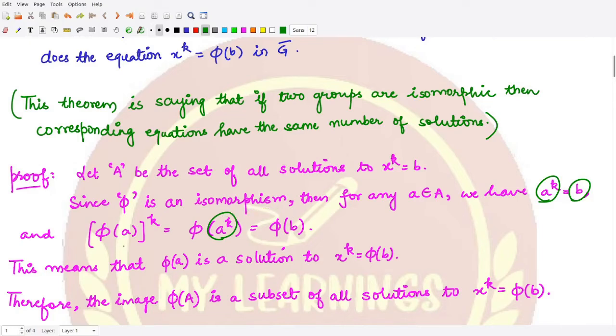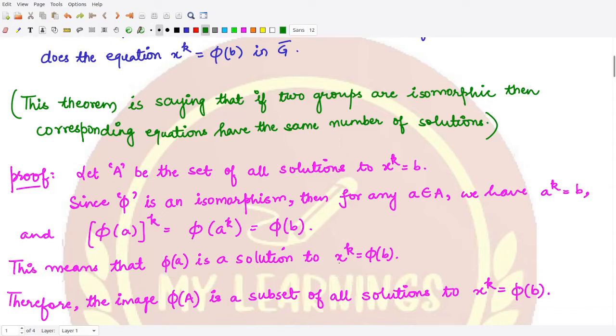So from here, we have phi of a, raised to the power k, is equal to phi of b. Can you see the similarity to this equation? Yes, obviously. If you compare these two equations, you will obtain the value of x as phi of a. So that means phi of a becomes the solution of this equation here, correct? This is what I have written over here: phi of a becomes a solution to the equation x raised to the power k is equal to phi of b.